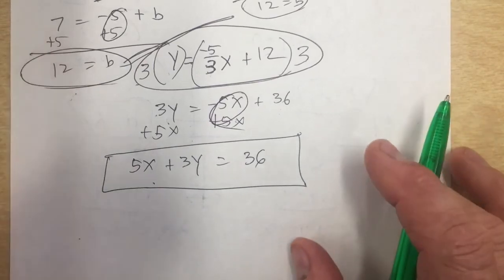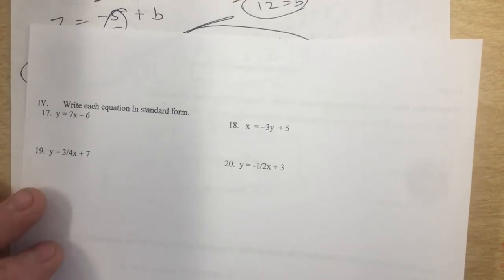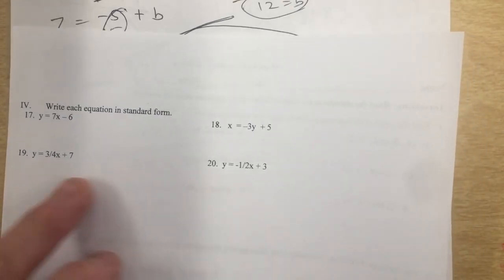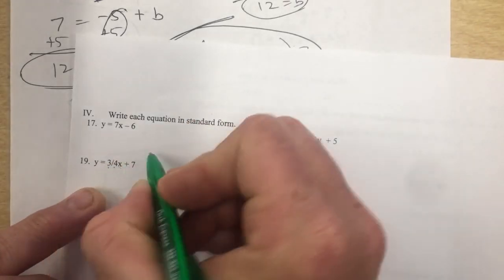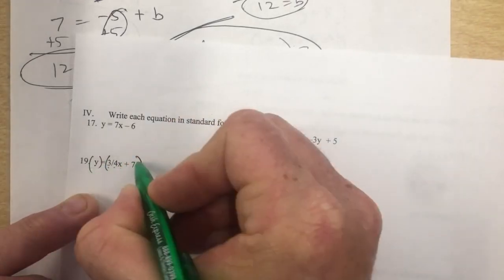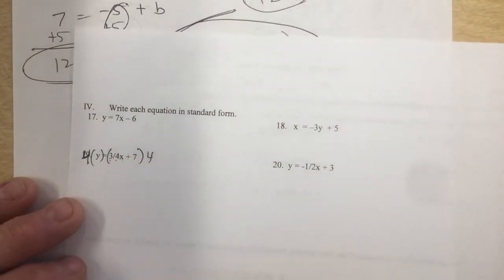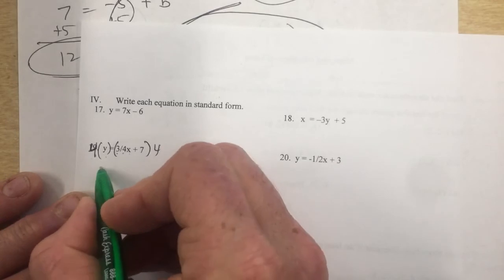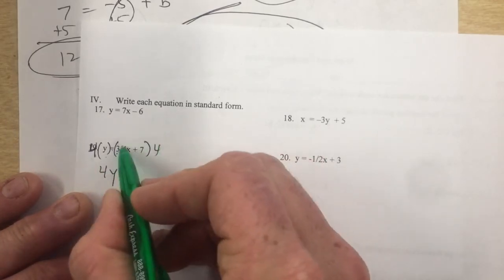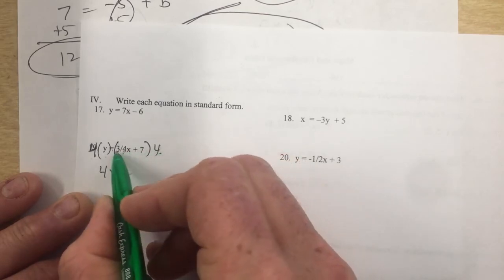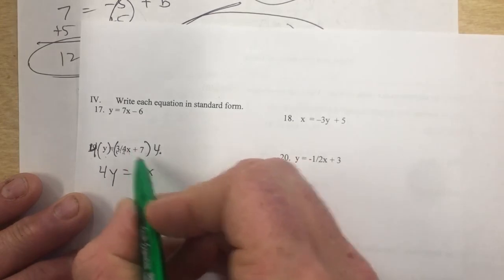All right, so on this assignment, here's one. Let's do 19 here. See, this is 3/4 x. I need to multiply both sides by 4. When I multiply by 4, 4 times y is 4y equals, and over here, 3/4 times 4, 3 divided by 4 times 4, is 3x.